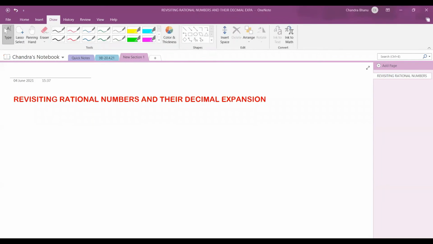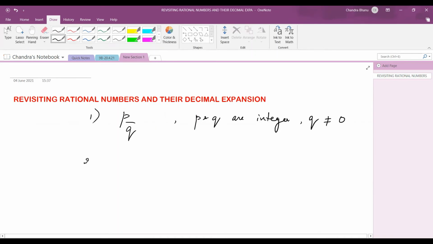Let's recall now the rational numbers and their decimal expansion. We all know that rational numbers are of the form p by q, where p and q are integers and q is not equal to 0. This is one form of rational numbers. The other form is the decimal form, when we can identify them with the help of their decimal expansion. In that also we have two categories. The first one was terminating and the second one was non-terminating repeating.